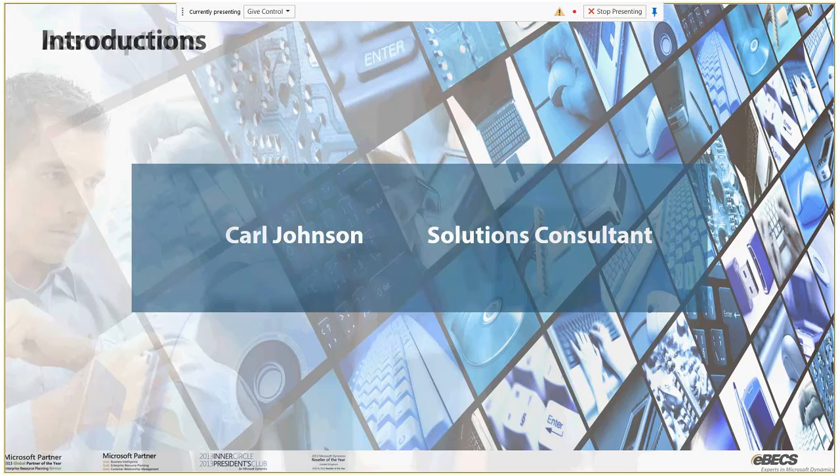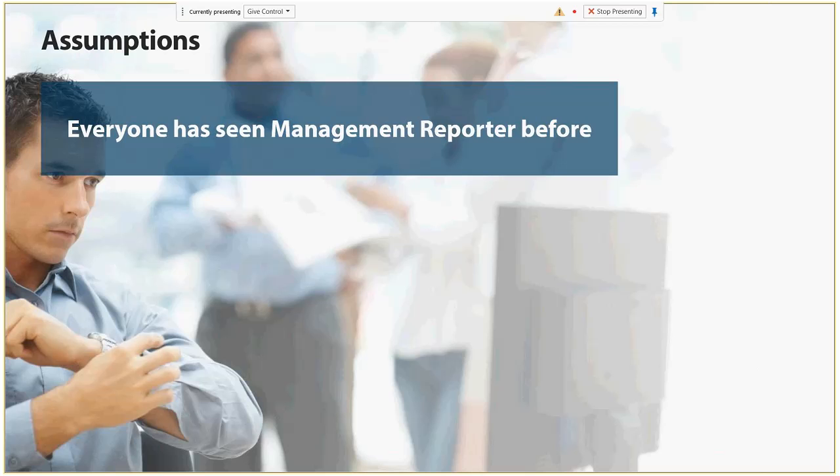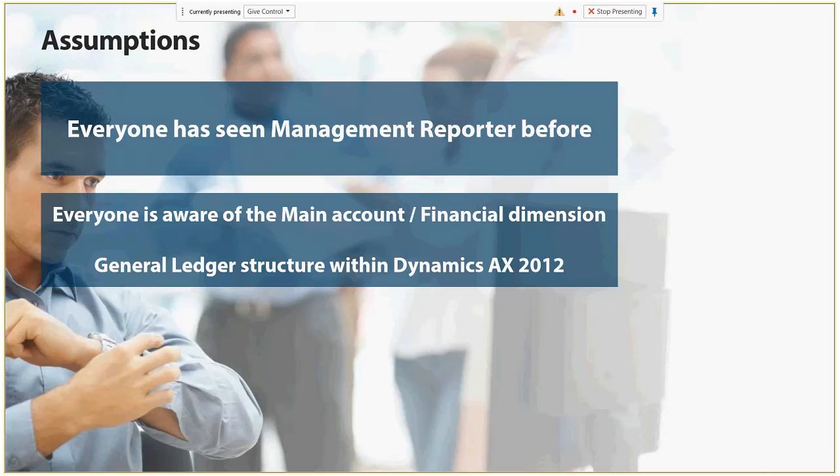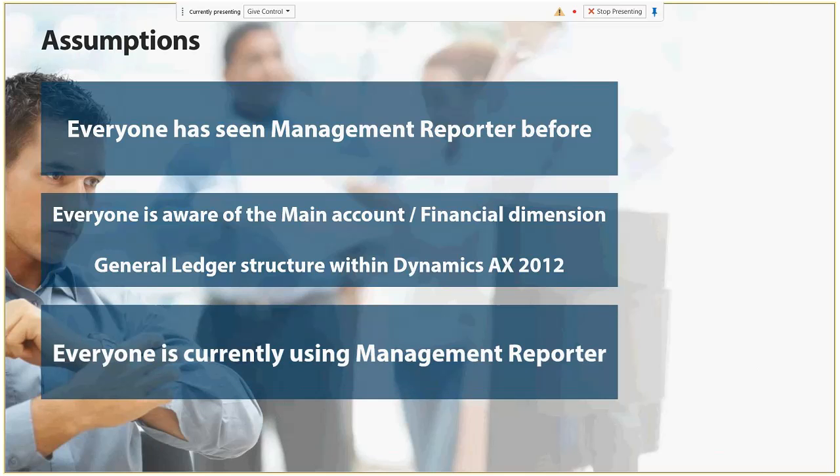A couple of assumptions for today's meeting. I'm assuming that everyone has seen Management Reporter before, because this isn't a beginner-based training. I'm also assuming that you're all aware of the main account and financial dimension build and structure, in either AX 2009 or 2012, primarily within AX 2012. And also, that you're currently using Management Reporter and you're just looking for more hints and tips.